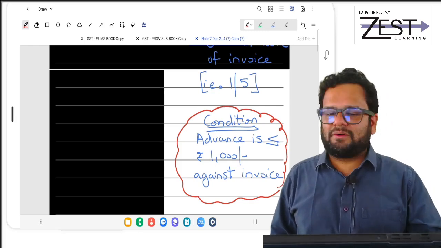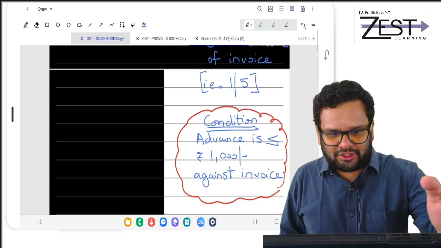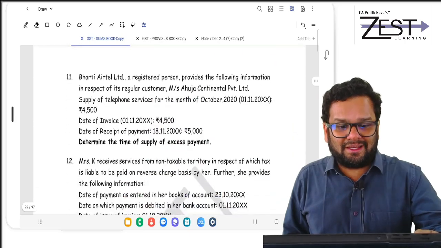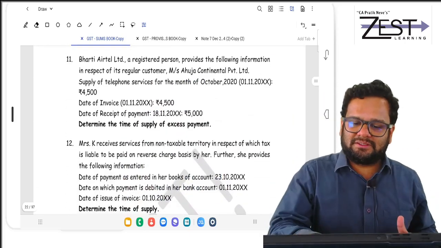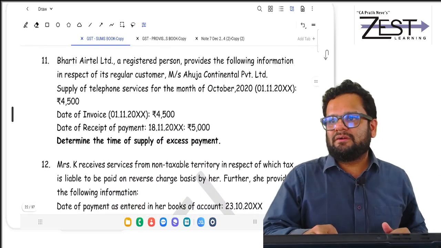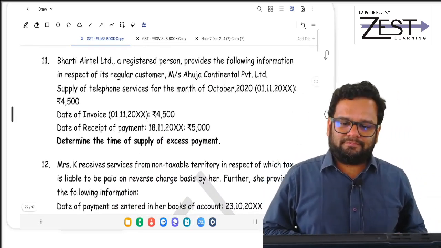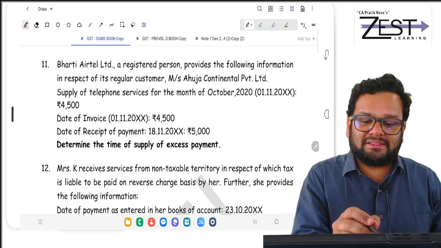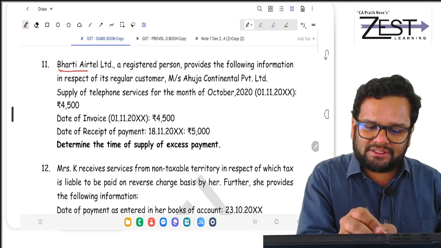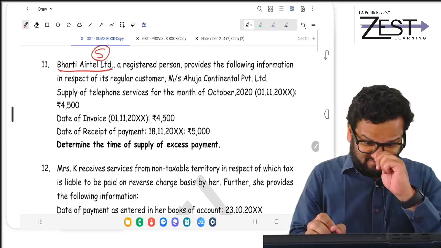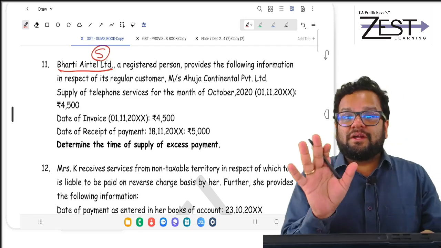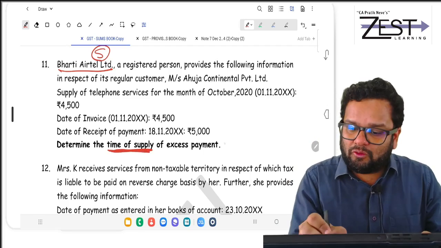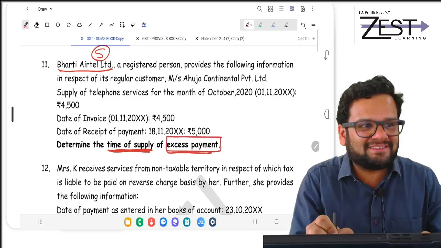I think all of you have completed. See the question. It is question number 11. You will find it very similar. Bharti Airtel Limited, registered person means supplier. What is the question asked? Time of supply, of course. For what amount? Excess.